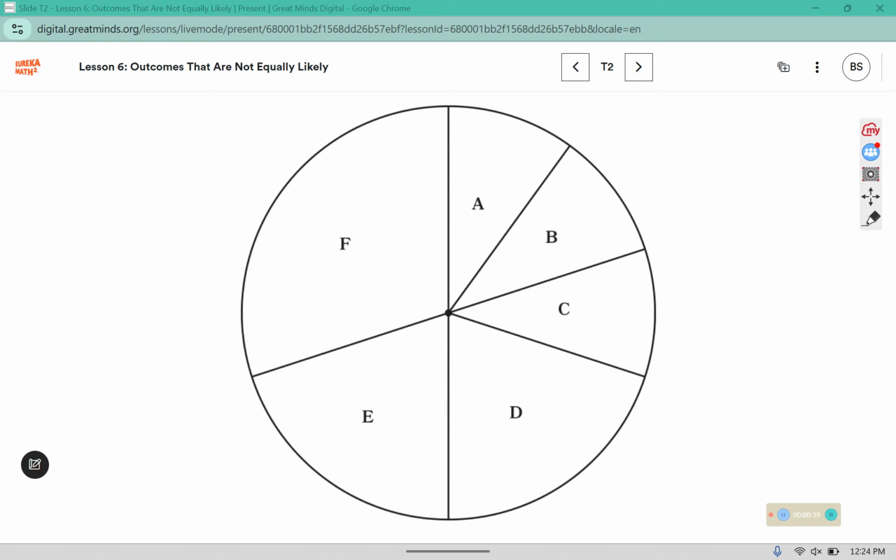Consider this spinner with 6 regions. What's the theoretical probability that it lands on A, B, C, D, E, or F? Well, all of those 6 make up the entire spinner, so that would be 1 whole or 100%. If we just look at the probability of it landing on F, F takes up slightly more than 1/4 of the thing, so our probability should be more than 1/4 as well.